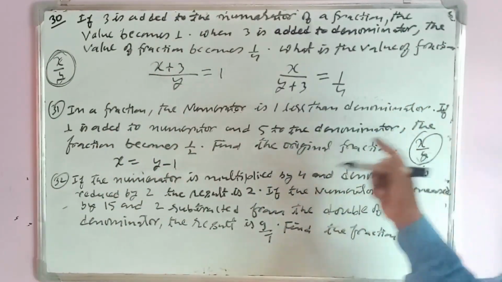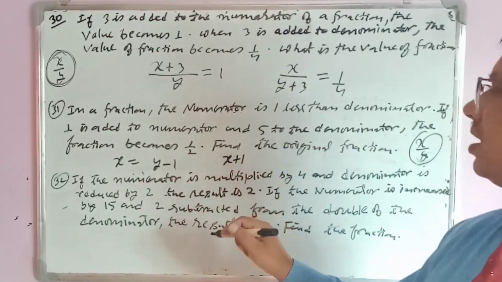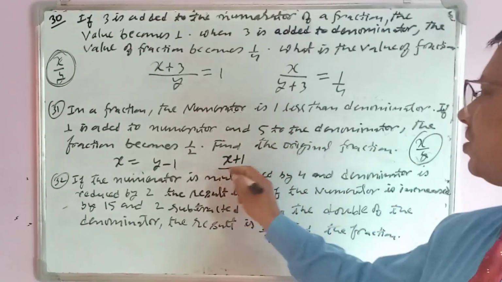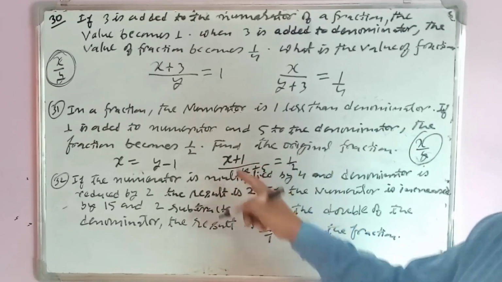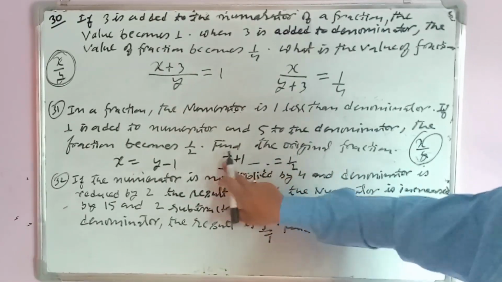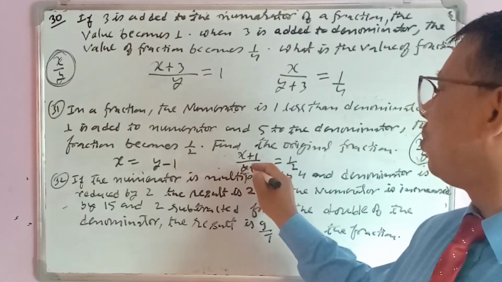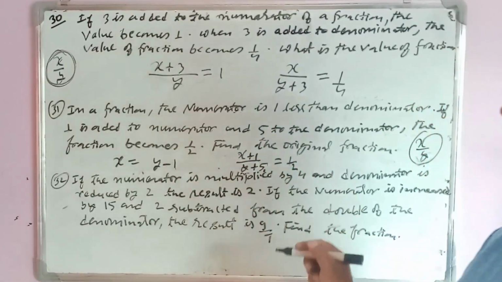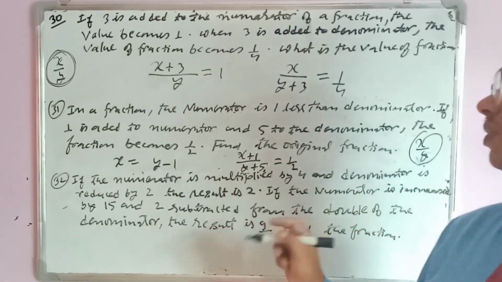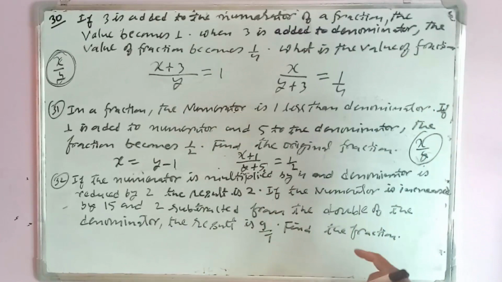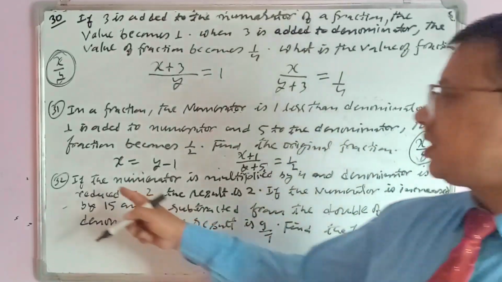Case 2. If 1 is added to the numerator, numerator is x, 1 added is plus 1, and 5 added to the denominator means y plus 5, equal to 1 by 2. x plus 1 by y plus 5 equals 1 by 2. Cross multiply: 2x plus 2 equals y plus 5, equation 2. Solve, we'll get x and y, and put the values of x and y in the original fraction x by y.